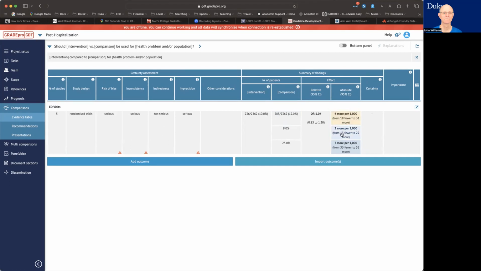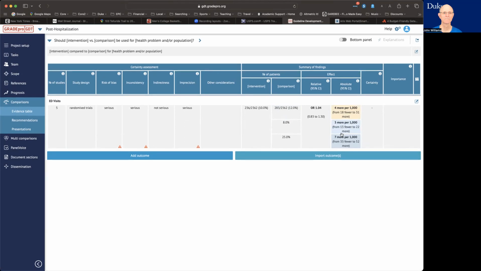And then it'll show you for your plausible range. So if it was an 8% rate in the usual care or natural history group, it would be 3 more with this confidence interval. And if it were in a higher risk population with a 25% ED visit rate, it would be 7 more per 1,000 and then range from 33 to 52. So really that's all there is.